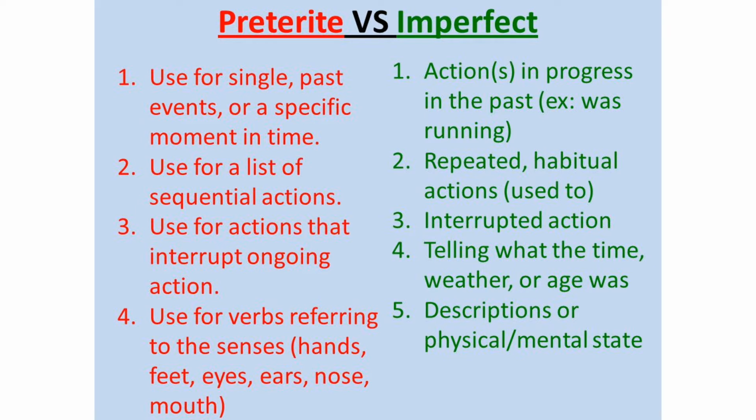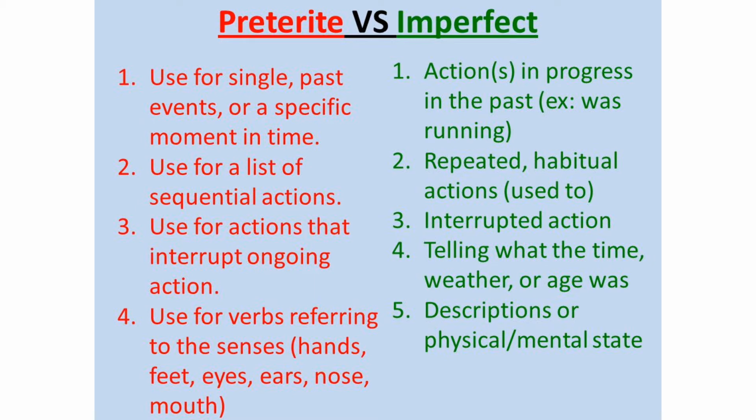Some people really like to have a whole list of all the times that they would use preterite and all the times they would use imperfect. And here it is. If you want to pause the video and write these down in your notes, that will be helpful to you. But I'm just going to quickly explain how the guidelines that we've already learned apply to these things, right? Used for single past events or a specific moment in time. How does that apply to specific? Oh, it uses the word specific, right?